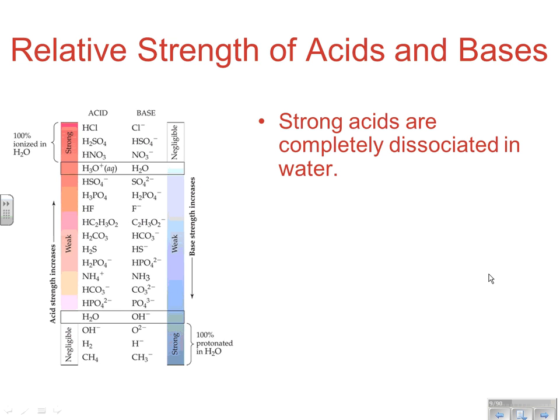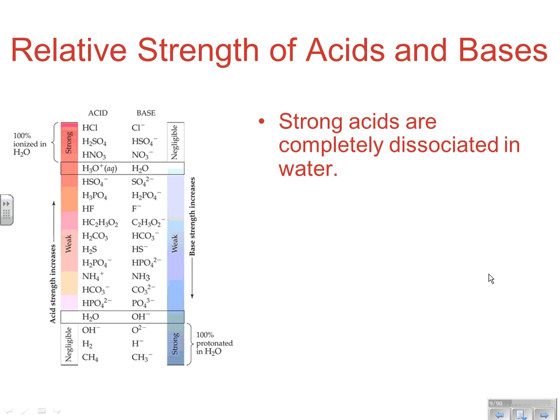Well, strong acids would be things that, remember, completely dissociate in water, so 100% break apart. So up here on top we have HCl and H2SO4 and HNO3. All those things were in our list of strong acids, and that basically means they ionize completely.